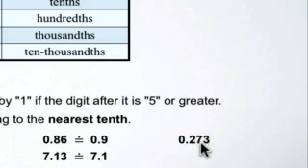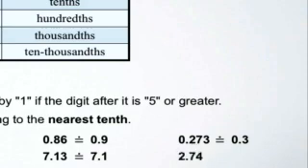0.273, I have more decimal places, but it still doesn't matter. I'm looking at the 2, which is in the tenths place. After it is a 7, greater than 5, so the 2 is increased by 1 to a 3, 0.3.